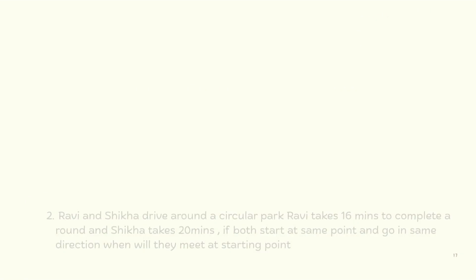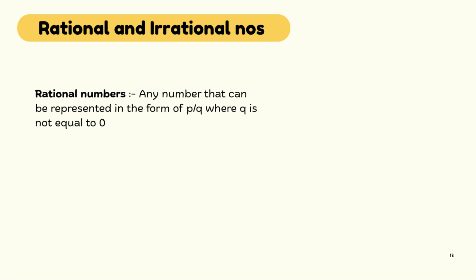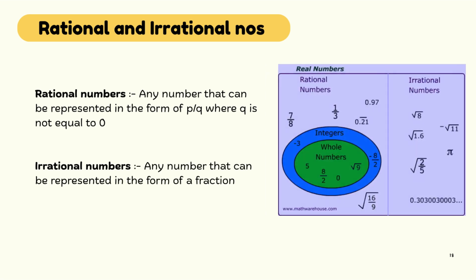Moving on to the next section: rational and irrational numbers. Rational numbers are any numbers that can be represented in the form of p by q, where q is not equal to 0. And irrational numbers are any numbers that cannot be represented as a fraction. So, in this chapter, we will be proving the irrationality of some irrational numbers. Let us see the steps and how we prove a number is irrational.